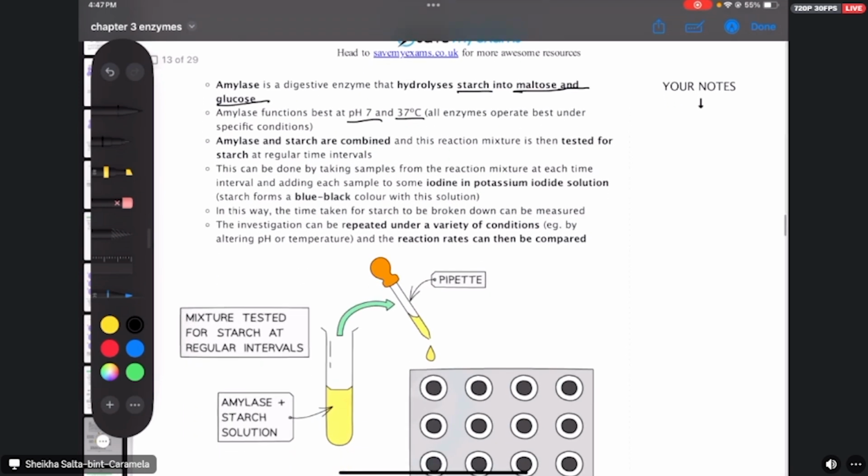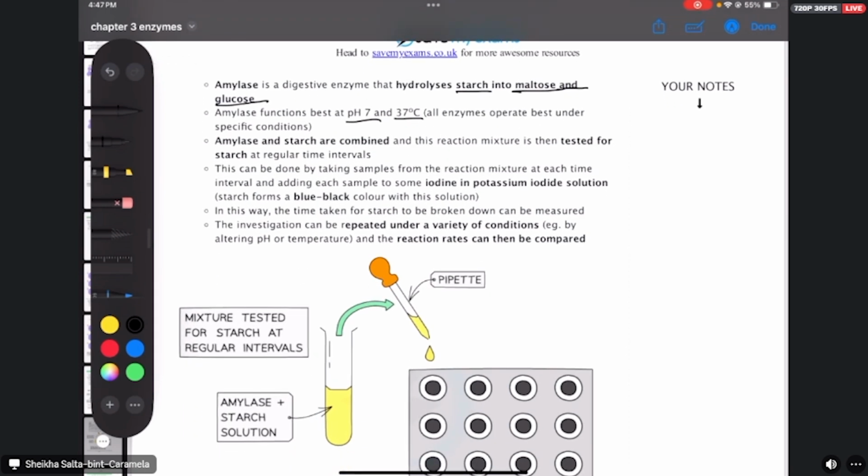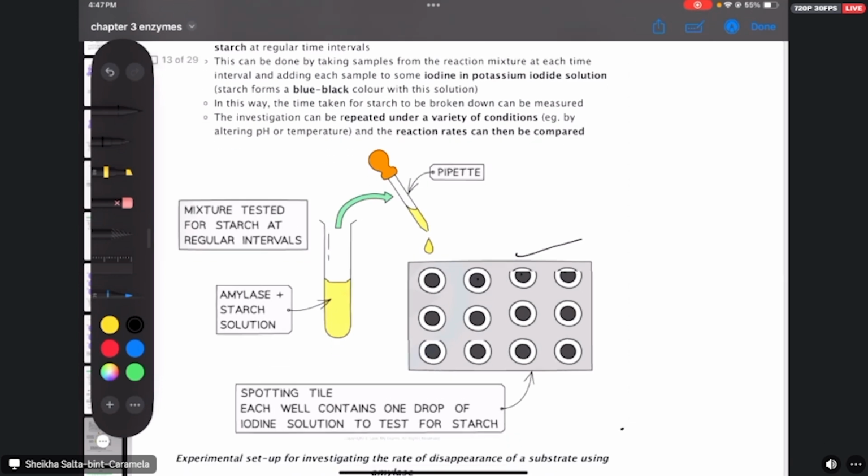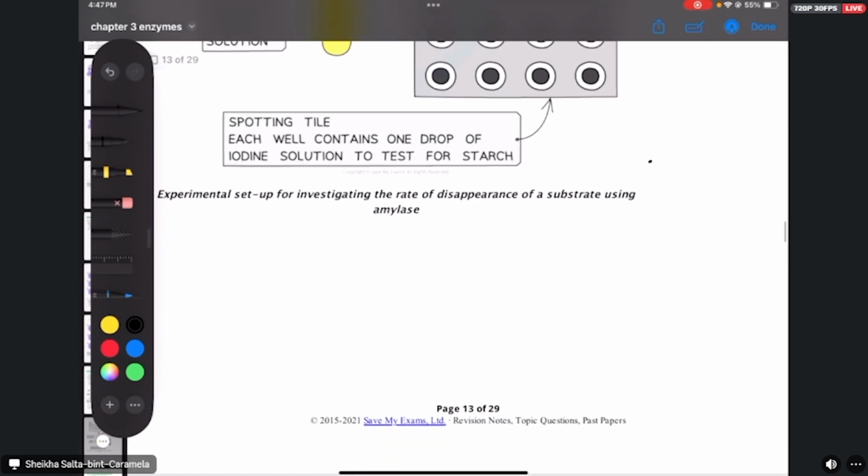So amylase and starch are combined together, and then the mixture is tested for starch at regular time intervals. Maybe after each minute, the person investigating would take out a sample and put it inside an iodine solution, like as put over here. A drop would be added to each part after every minute to see how much the iodine solution gives a blue-black color. Initially, the solution will give you a dark black color, and then slowly and gradually it will stop changing its color once a certain amount of time is reached. And then the results can be plotted on a graph to better show this.